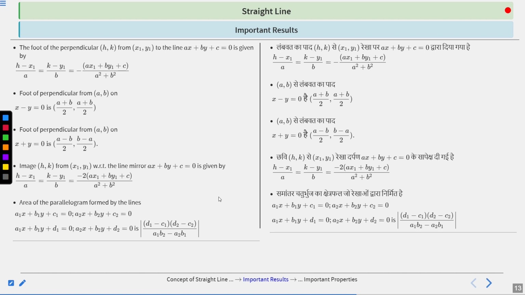Since it is a parallelogram, the opposite sides are basically parallel. Therefore, two pairs of lines should be parallel, right? So see, we are given the equation of four lines, which are a1x plus b1y plus c1 equal to 0. Second one is a1x plus b1y plus d1 equal to 0. You can see the coefficients of x and y of these two lines are basically the same, so this is parallel. And the next line is a2x plus b2y plus c2 equal to 0, and the next one is a2x plus b2y plus d2 equal to 0, and these two lines are basically parallel.